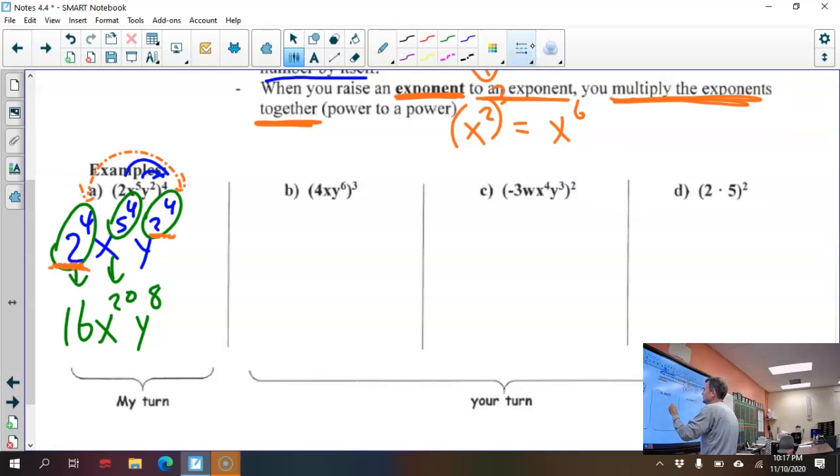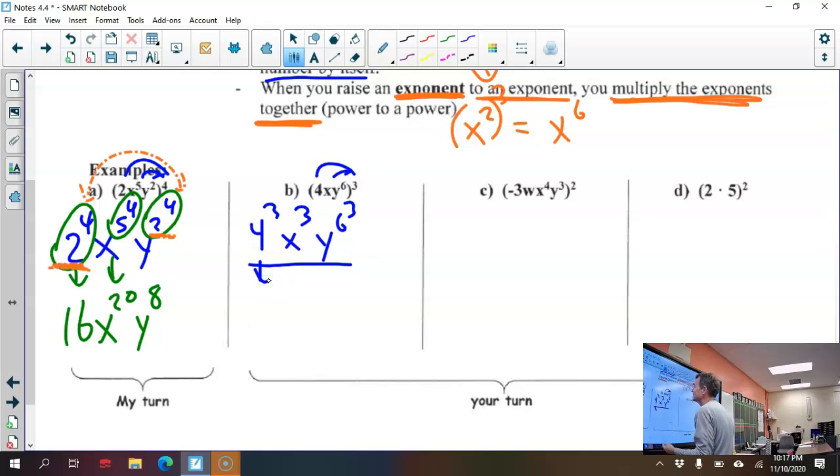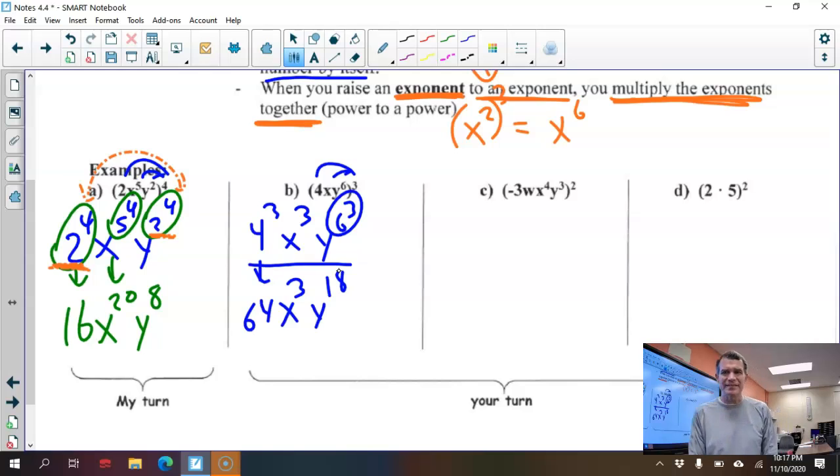All right, so in this first one, I should apply the 3. Hopefully you did this already. 4 to the 3rd, x to the 3rd, y to the 6th to the 3rd. And then let's see what all that equals. Well, the 4 to the 3rd would be 4 times 4 times 4. That is 64. Perhaps you have to use your calculator for that. The x to the 3rd would still be x to the 3rd, but the y, since it has a power to a power, would be y to the 18th when you multiply the 6 times the 3.